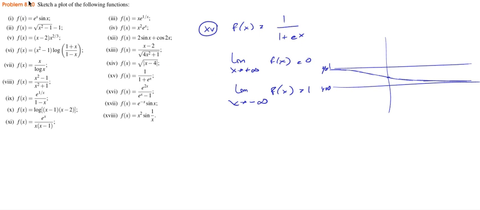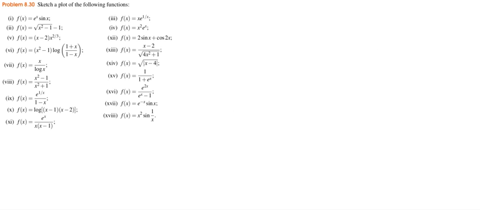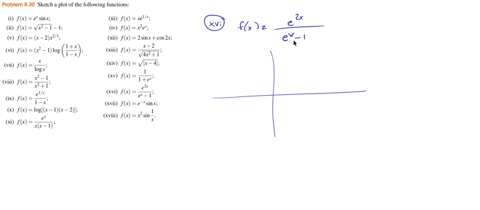Okay, let's do 16. f is e to the 2x divided by (e to the x minus 1). Now, let's see. Let's compute. This is going to be 0 never. It has an asymptote at 0. When you go to 0 from the right, this is positive, this is positive, so you have it here, and this is negative, like this.